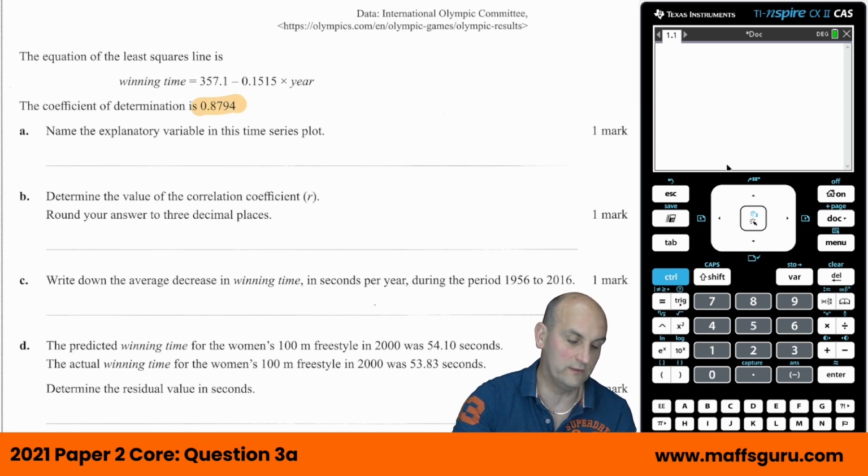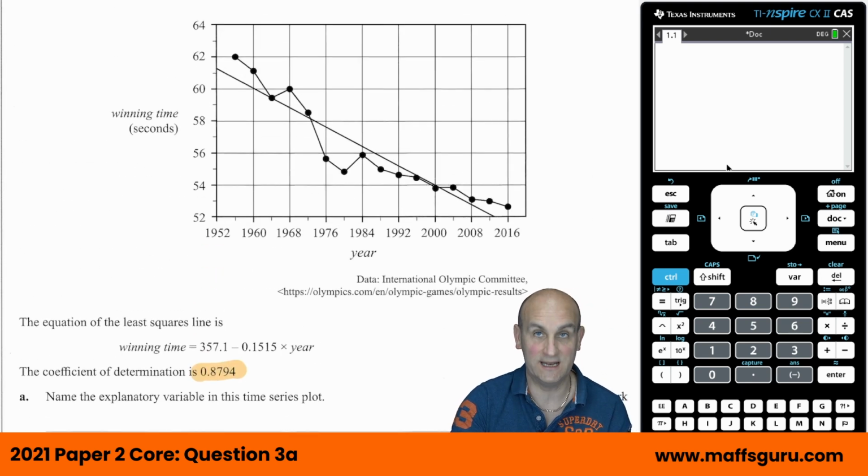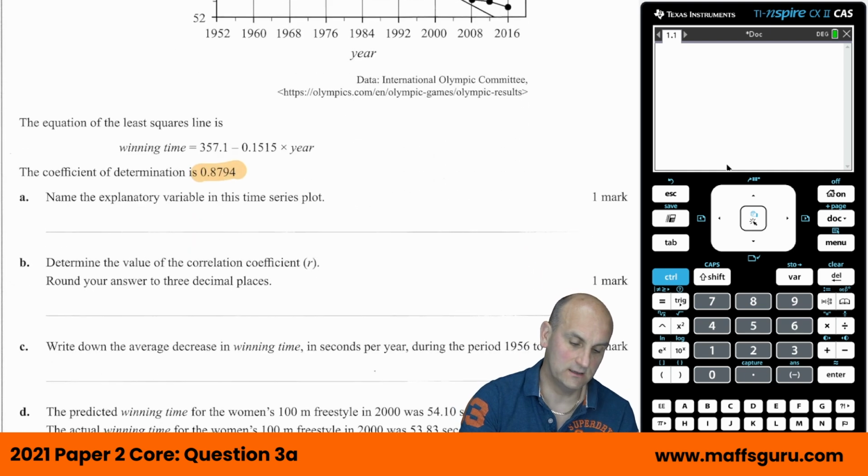I'm going to be honest, guys, I thought that was quite nice of them. The explanatory variable is the one that's on the x-axis. So in that situation, that gave me year.